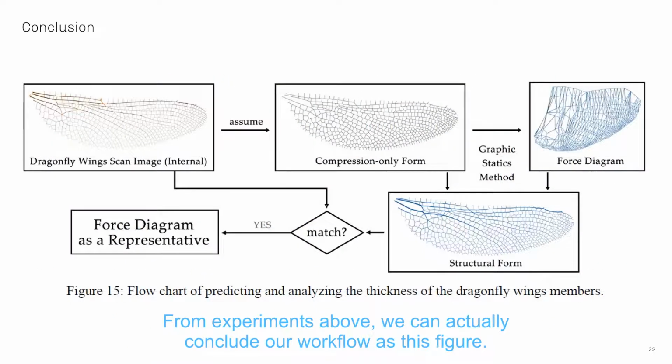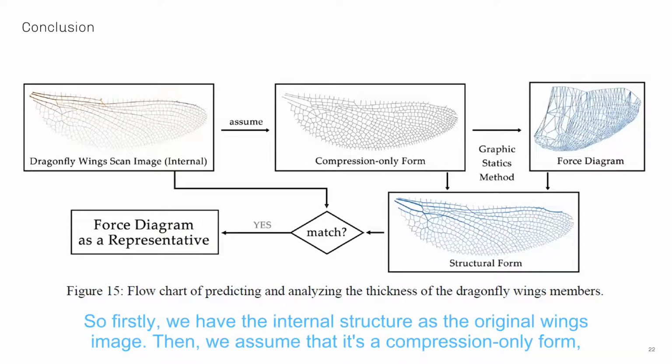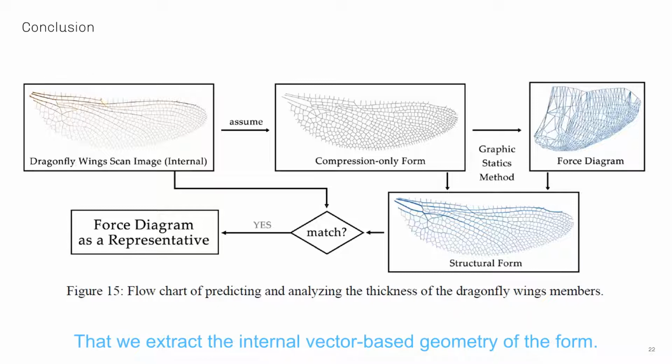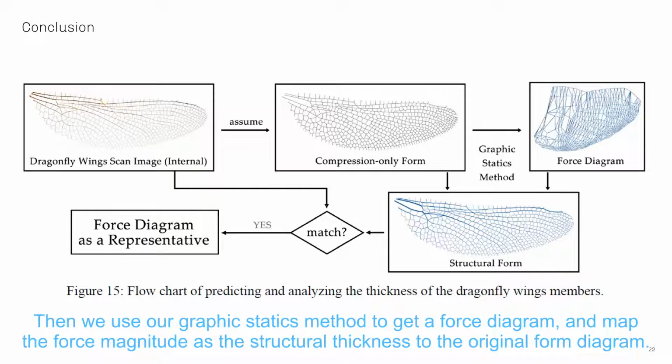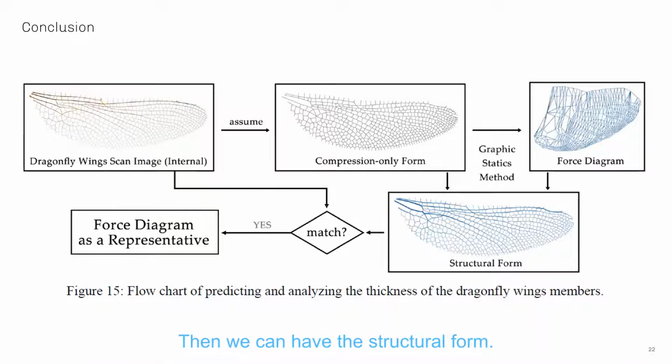From the experiments above, we can conclude our workflow as this figure. Firstly, we have the internal structure as the original wings image. Then we assume that it's a computational form. Then we extract the internal vector-based geometry of the form. Then we use our graphic statics method to get a force diagram, and map the force magnitude as the structural sequence to the original form diagram. Then we can have the structural form.